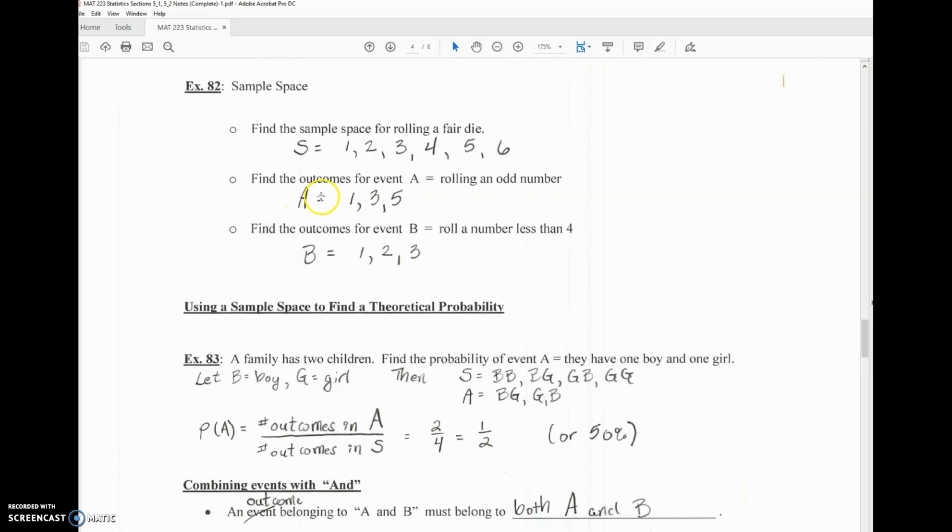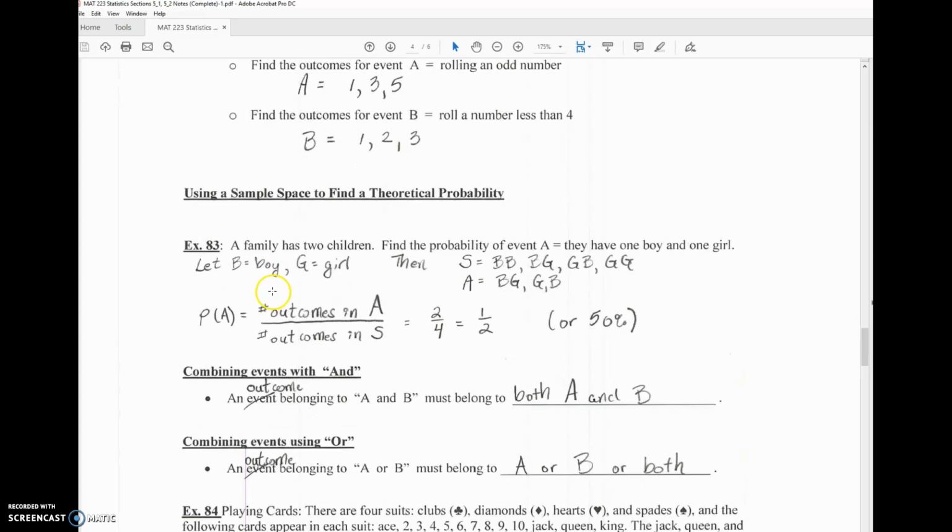Now, what are the outcomes for event A, where if I tell you that event A is rolling an odd number? So the outcomes for A would be either getting a 1, 3, or 5. Those are the outcomes you can get for rolling an odd number. What are the outcomes for event B, where you're rolling a number less than 4? That means we don't want 4, we want numbers less than 4. So you can get a 1, a 2, a 3 when you roll a fair die. So the outcomes for event B are 1, 2, 3.